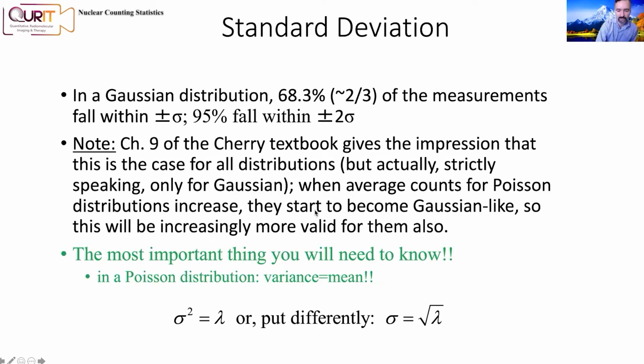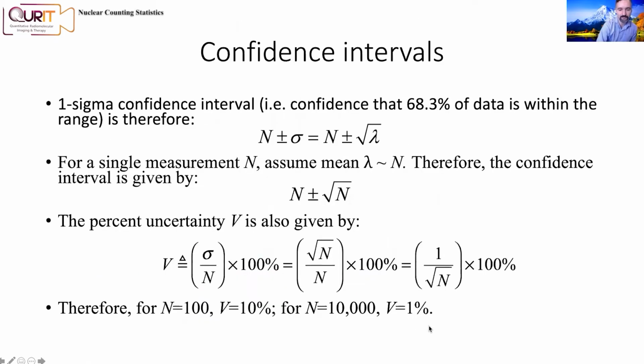But the thing you really have to remember for the Poisson distribution, which is different from Gaussian, is that in a Poisson distribution, the variance and the mean are intrinsically tied to each other. You don't have freedom. You cannot have a mean and the freedom of choosing your standard deviation, unlike a Gaussian. The variance is equal to the mean, or the standard deviation is equal to the square root of the mean.